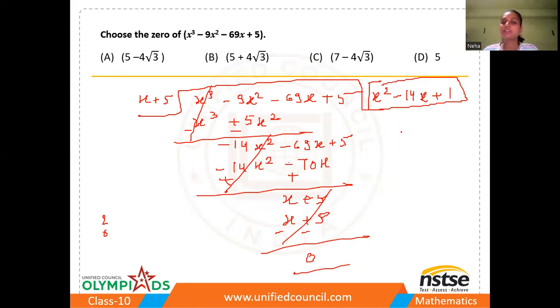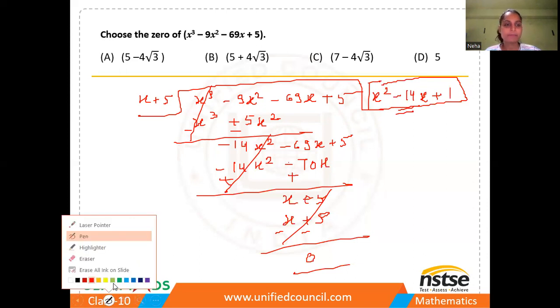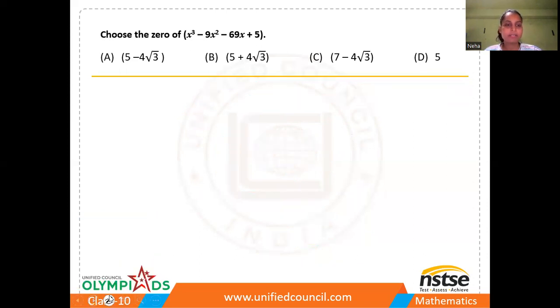Now I have to find out the factors for this equation. So one factor is x plus 5. Now I can factorize x square minus 14x plus 1, which is a quadratic equation, and I can find out the remaining two factors here. Alright, let me erase this.